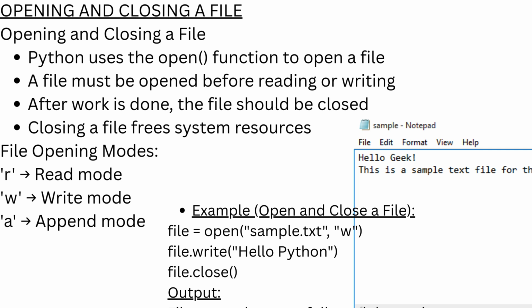To work with a file in Python, we must first open the file using the open function. The open function takes two arguments, the file name and the mode. In this example, the file is opened in write mode, which creates the file if it does not exist. The write function is used to store data inside the file. After completing file operations, it is very important to close the file using the close function. Closing a file releases system resources and avoids data loss. Always remember, open the file, perform operations, and then close the file.